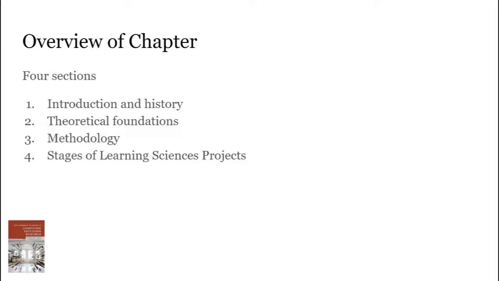The chapter has 4 major sections: Introduction and History of Learning Sciences in the Context of Computing Education, Theoretical Foundations, Methodology, and Stages of Learning Sciences projects, with examples from computing education research projects.